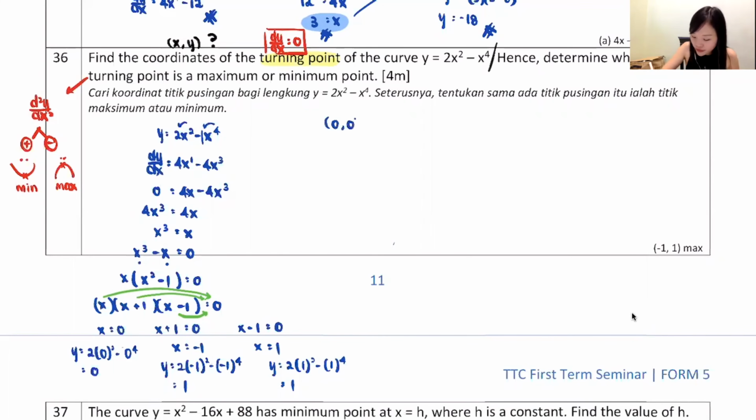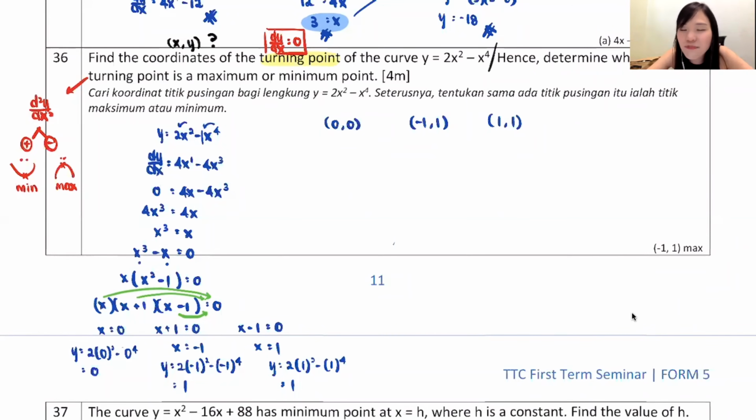So guys, at the end, I got the answer: 0, 0, 1 turning point. Negative 1, 1, 1 turning point. 1, 1, another turning point. So is the answer got problem? So guys, just like that, I got 3 sets of answers. Isn't it? I got 3 turning points in total.